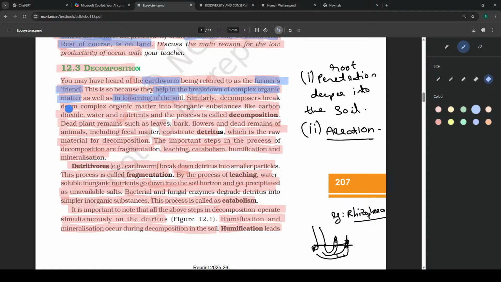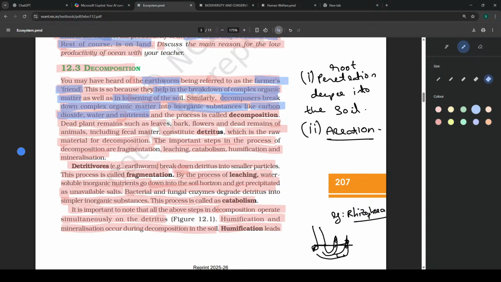Similarly, decomposers break down. What do decomposers do? Decomposers break down complex organic matter into inorganic substances like carbon dioxide, water, and nutrients. We know that the main important requirements for photosynthesis are carbon dioxide, water, and inorganic nutrients. So decomposers, which provide the plants with these inorganic substances, are obviously their best friends. That is why decomposition is very helpful for autotrophs.